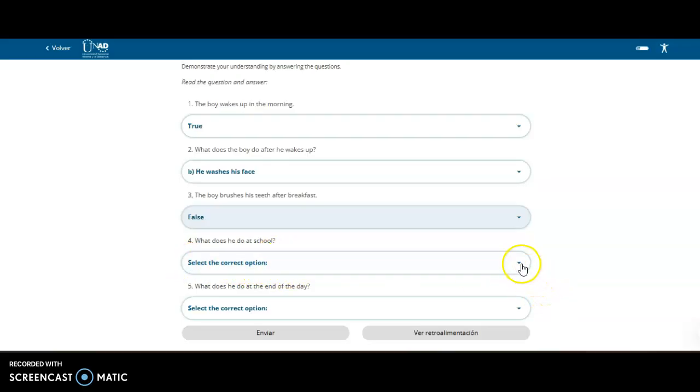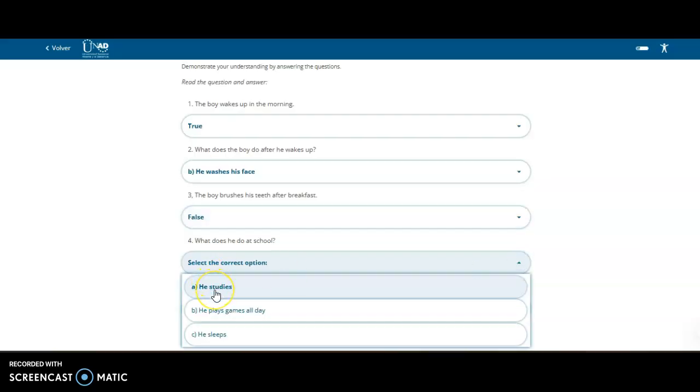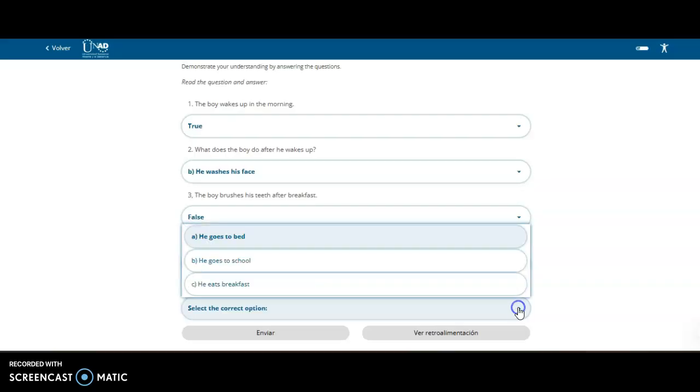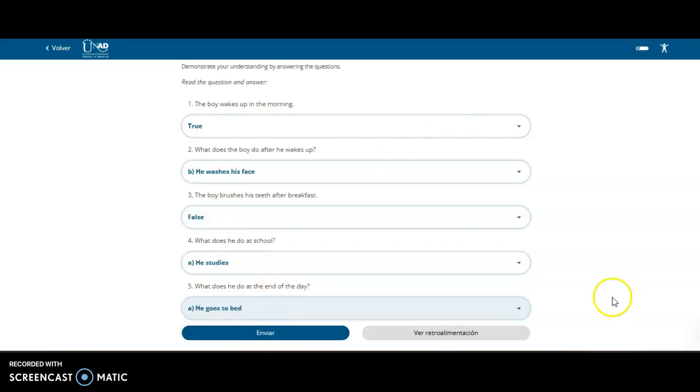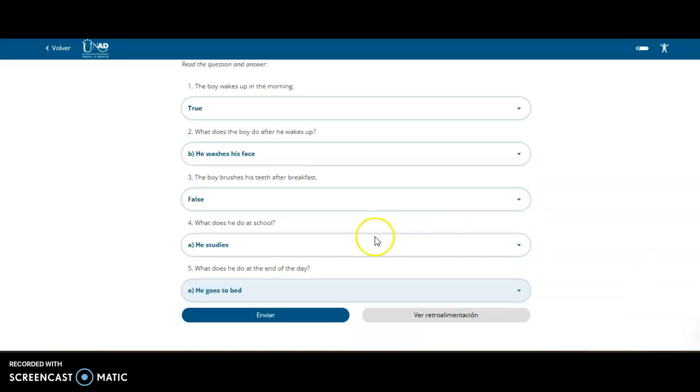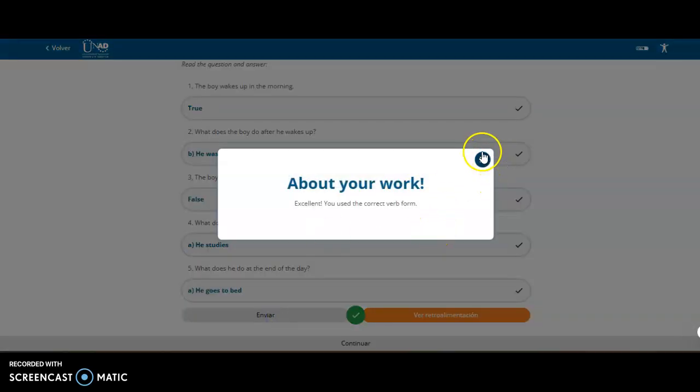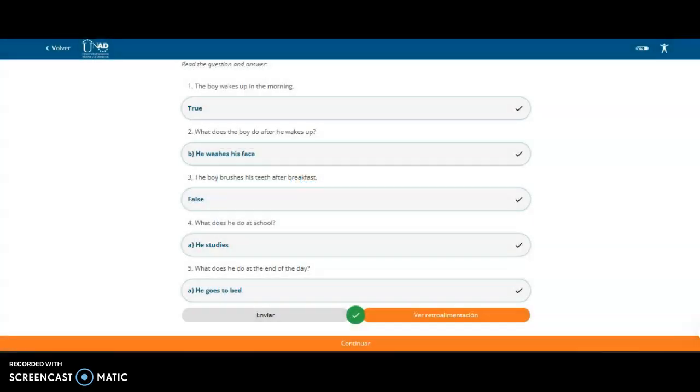What does he do at school? He studies. We organize the verb in the correct way. And the last one, what does he do at the end of the day? In that case, he goes to bed. In those activities, he needs to add or change the base form because it's third person. Okay? Okay, excellent. You use the correct verb form and continue.